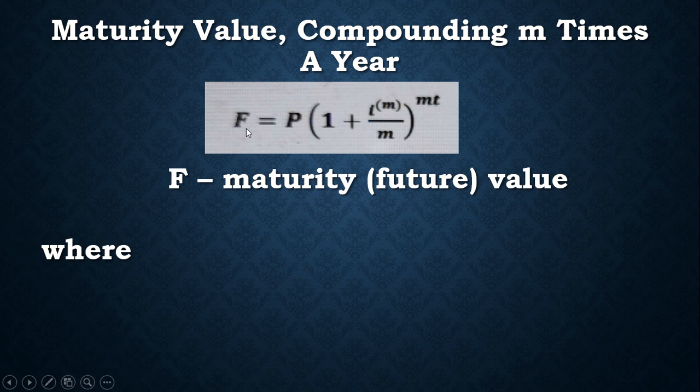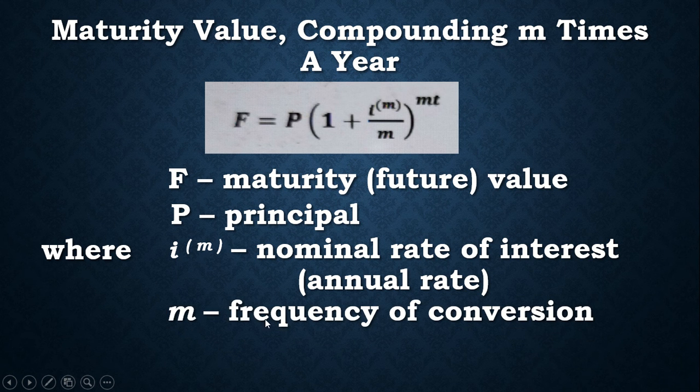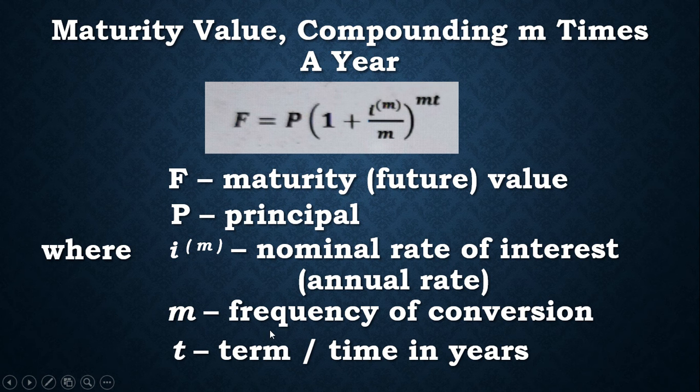F stands for maturity or future value. P stands for the principal amount. This is the nominal rate, which is i raised to m, the nominal rate of interest or the annual rate. m is the frequency of conversion. It will be mentioned in the problem later. And t stands for term or time in years. So this 1 is a constant.